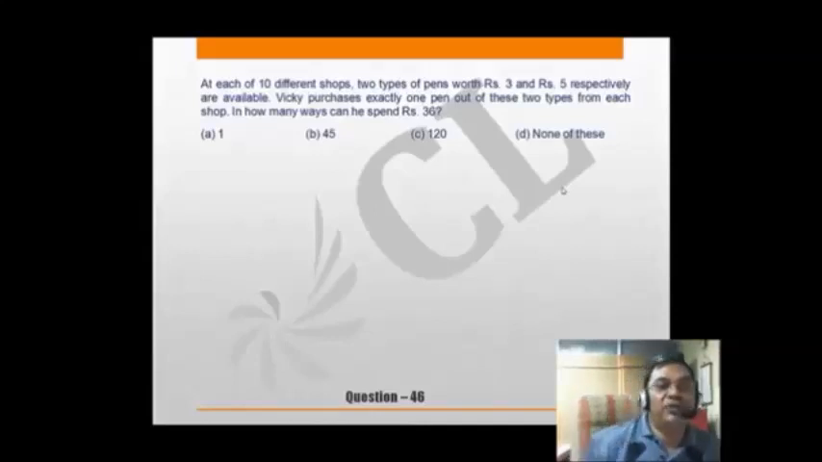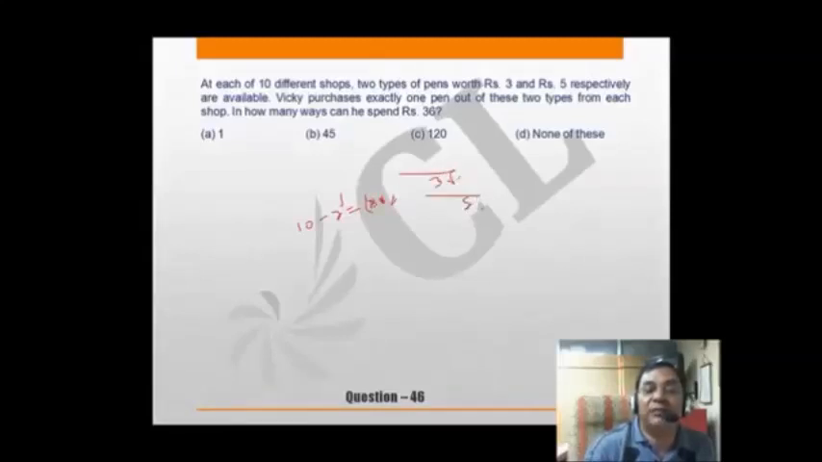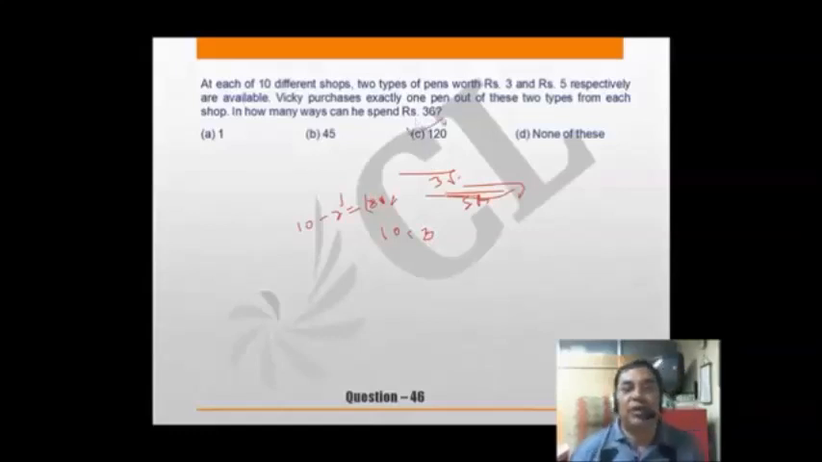At each of 10 different shops, 2 types of pens, rupees 3 and rupees 5. One pen ordered from each, in how many ways can we spend 36 rupees? Now this can be done. If I buy 10 pens at 3 rupees, so 30 rupees, but I have to spend 36. So 5 rupee pens, I have to purchase 3. So 10C3, which I know the figure is 120. You have to purchase 3 five-rupee pens out of 10 shops from any of these 3 shops, so 10C3. So that will be 120.